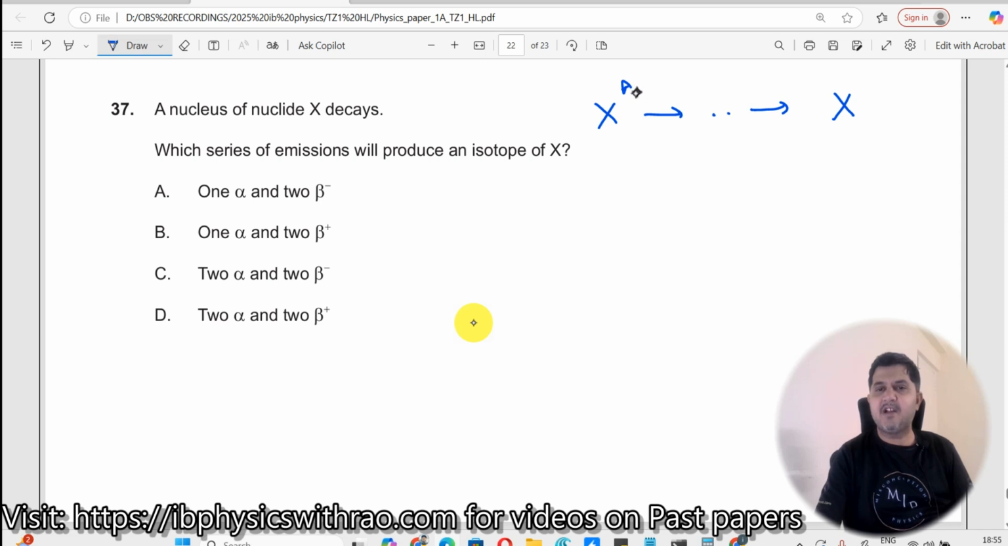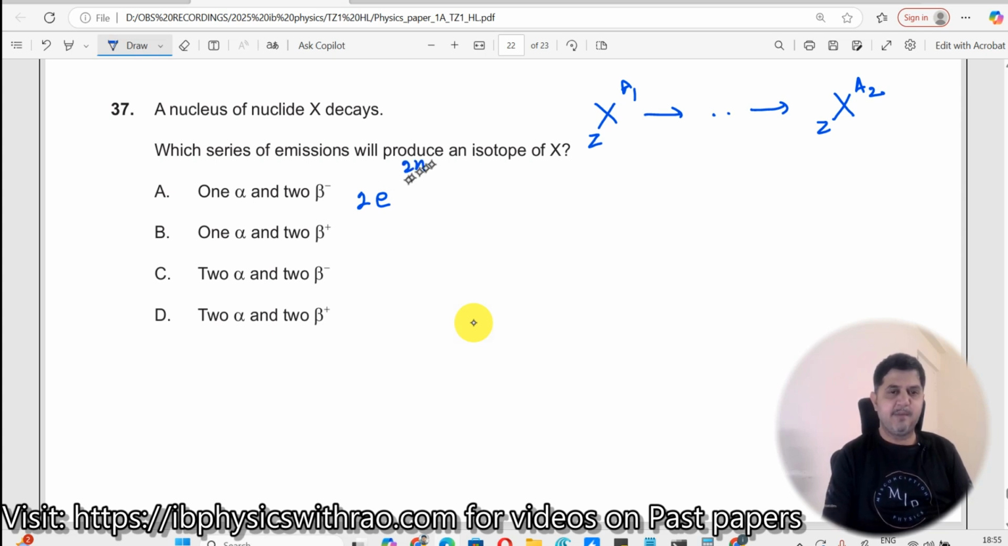Maybe this will have an atomic mass number A1, this will have a mass number A2, but the value of Z should not change. That's what it means. So therefore, here you see 1 alpha and 2 beta negative. What will happen? If it is 1 alpha, there will be 2 protons, so 2e plus 2e, and then you have 2 neutrons being emitted.